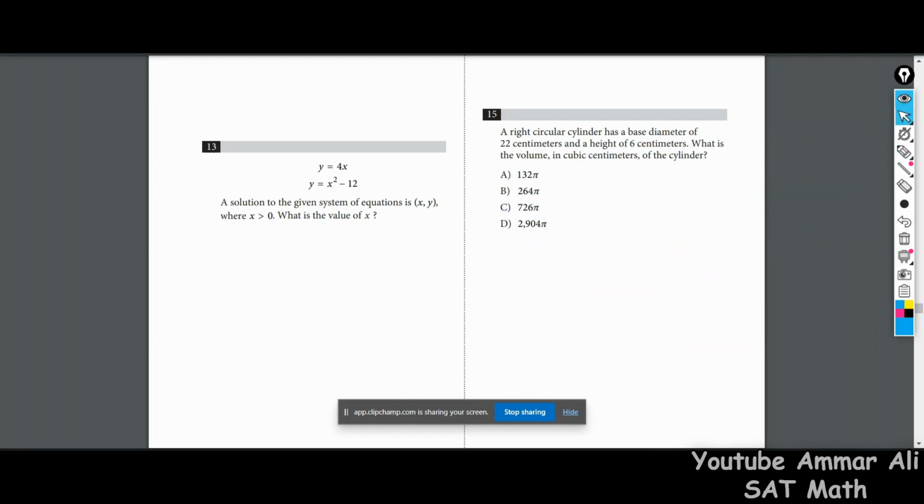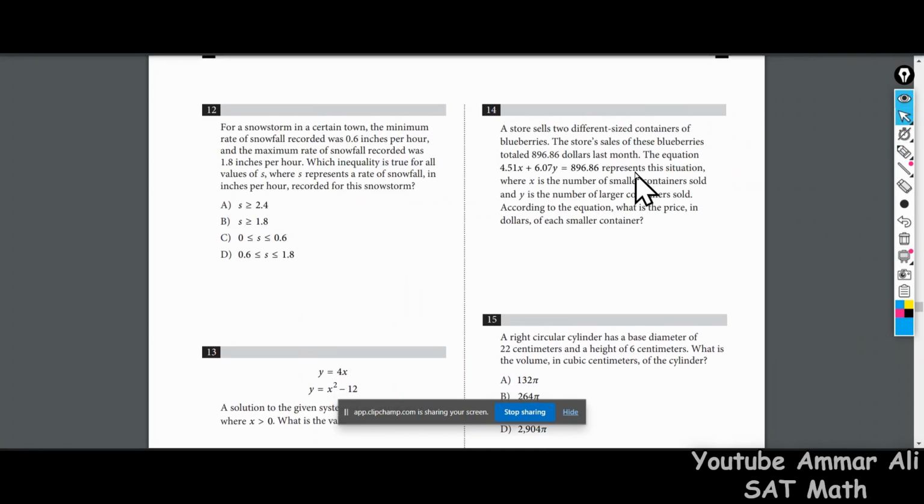Moving on to the next question, question 16. Here they're asking us to interpret the equation, so you really just need to read the question very carefully. You don't have to do much math. They give us the total sales in dollars, and they also give us this equation, which is basically 4.51x, and so on, and that represents the situation for the store. They're telling us x is the number of smaller containers and y is the number of larger containers. So x is the smaller, y is the larger, and this answer is in dollars.